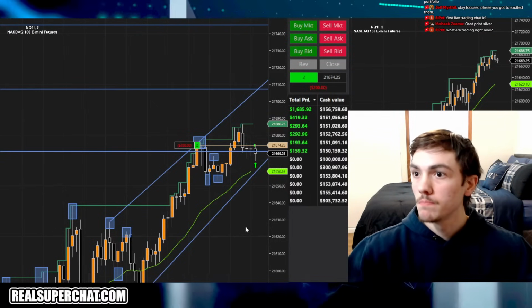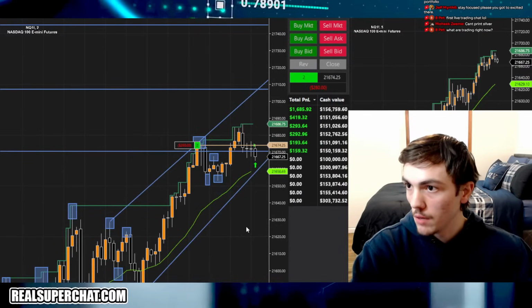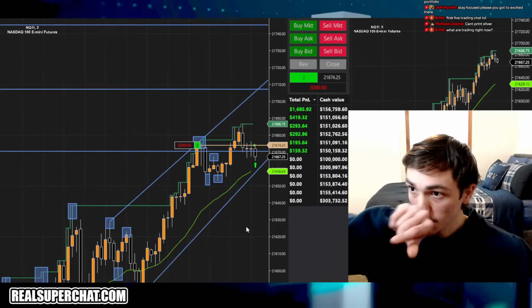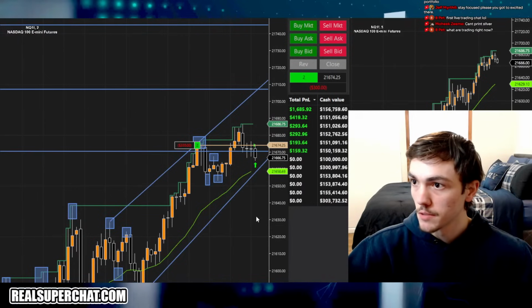ES pumping up. Down 200. ES trying to climb up. NQ pumping down. We'll be adding at the 21 EMA, which also coincides with this little consolidation.